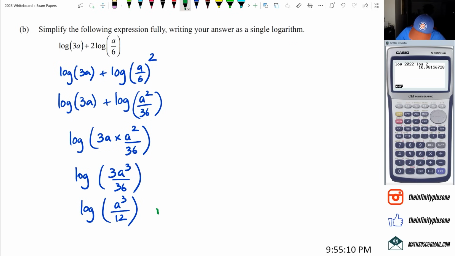Grades wise, this question is worth a merit. Fraction correctly simplified, but otherwise correct. An achieved is, let's say you make a mistake here, but you keep carrying on. You could potentially get an achieved for that question. Okay, let's go to the next one.